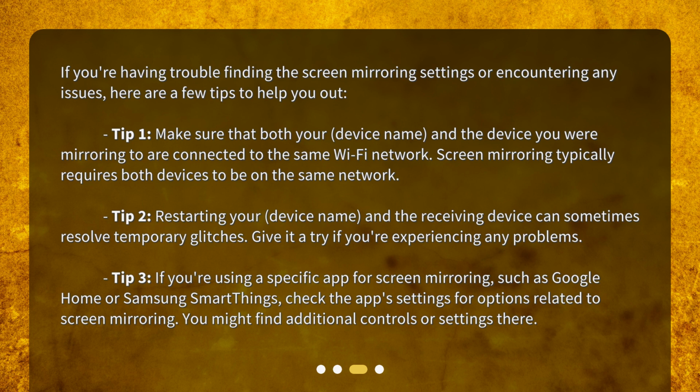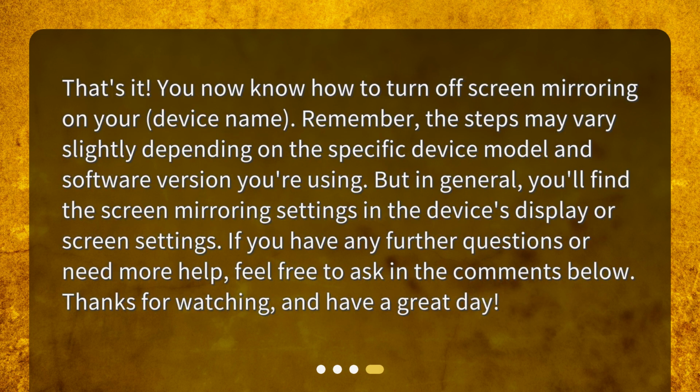Tip 3. If you're using a specific app for screen mirroring, such as Google Home or Samsung SmartThings, check the app settings for options related to screen mirroring. You might find additional controls or settings there. That's it. You now know how to turn off screen mirroring on your device name. Remember, the steps may vary slightly depending on the specific device model and software version you're using. But in general, you'll find the screen mirroring settings in the device's display or screen settings.